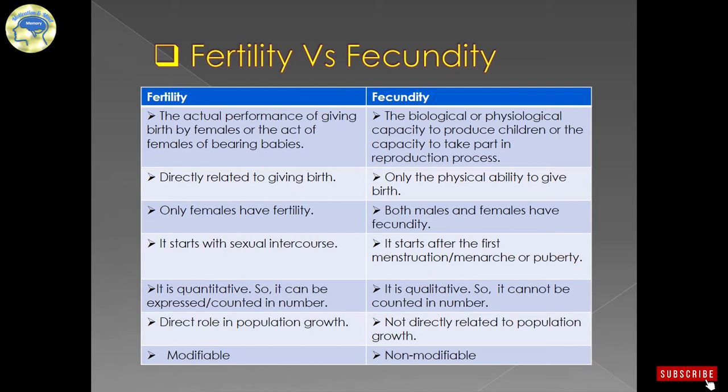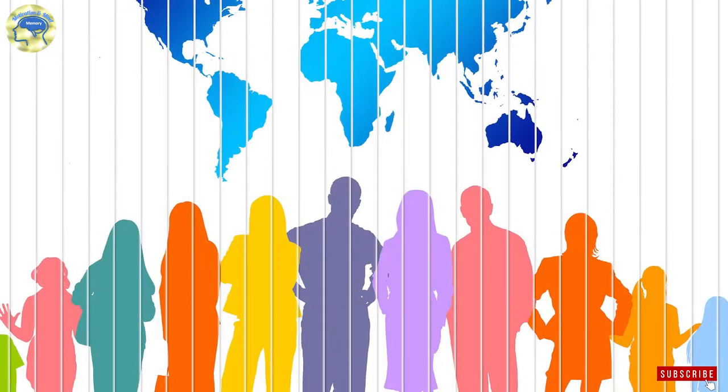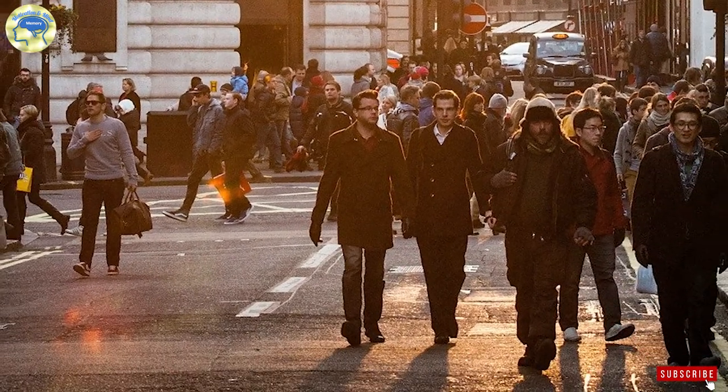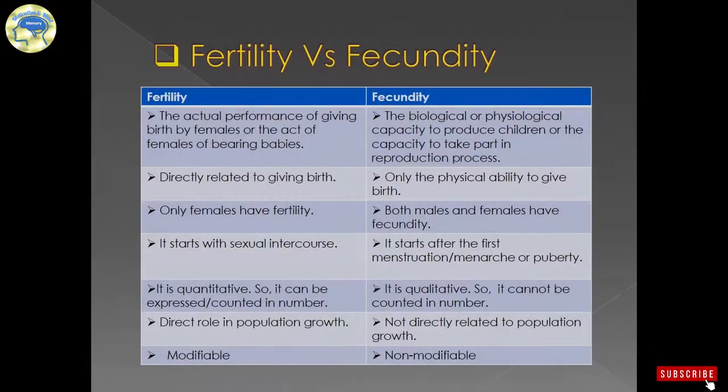And the next thing we can talk about is that fertility is quantitative. So it can be expressed or counted in numbers. But fecundity is qualitative and it cannot be counted in numbers. It is only the physiological or biological capacity to give birth or to take part in reproduction. It cannot actually be measured or counted in numbers, but fertility can be counted. Because of this, fertility has a direct role in population growth, but fecundity does not have any role in population increment, because fecundity is qualitative. It cannot be counted in numbers.